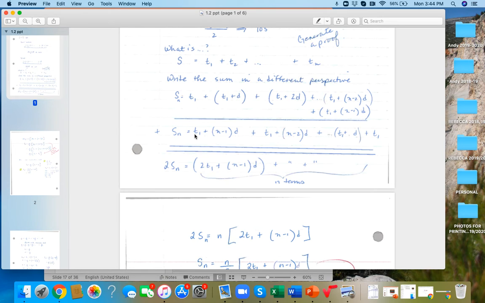And now I'm going to take the same thing and write it in descending order. And then I'm going to add them from top to bottom. So if I add these together, I'll have 2t1 plus (n minus 1)d. And it happens that if you do that to the next one, you get 2t1 and then (n minus 1)d. It happens on every single one of them.